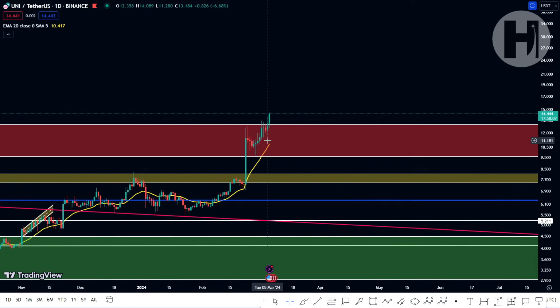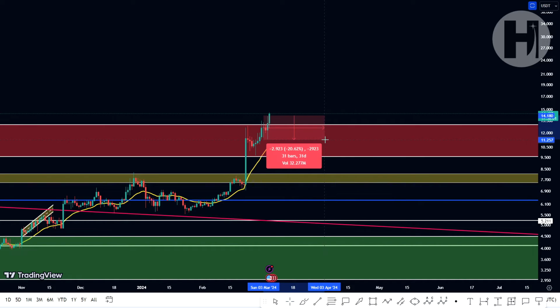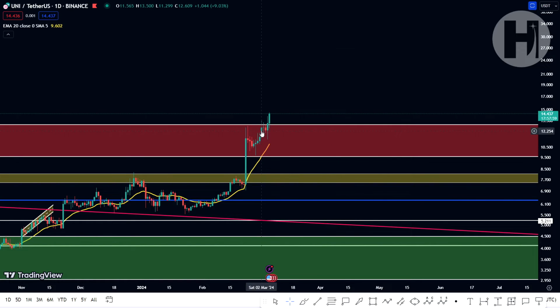Now, with this dump here that we had just a few hours ago, this was a 20% pullback on Uniswap, and then we continued pumping. So this Bitcoin dip didn't do anything for Uniswap, essentially, like a 10 grand dip on Bitcoin, and that doesn't even affect Uniswap. That's how bullish this thing is. So I would probably target $9.60 as your first area.